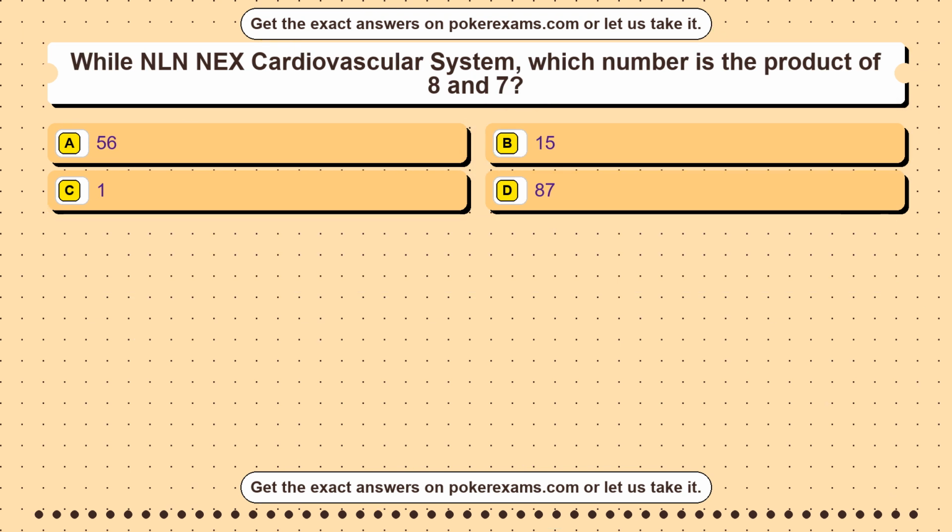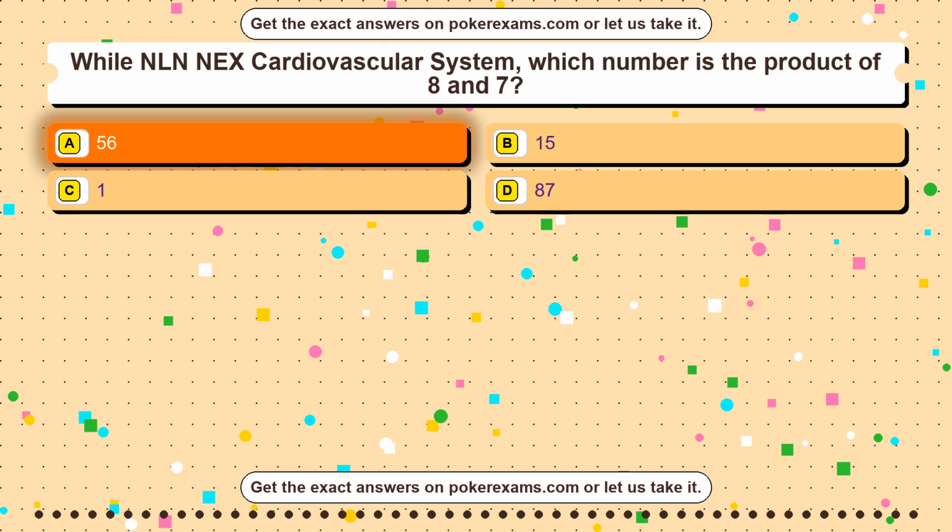Question 37. While her CO2 biology review, which term describes the basic unit of life? Option A, atom. Option B, tissue. Option C, cell. Option D, organ. The correct answer is option A.